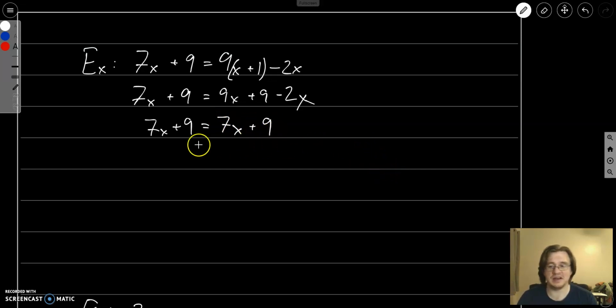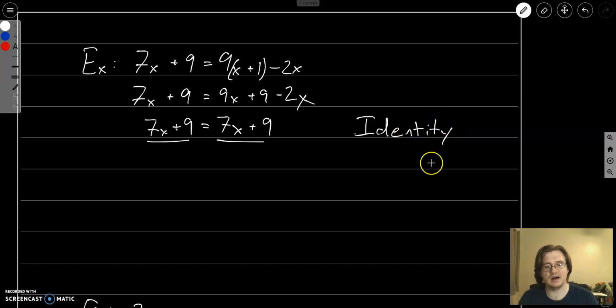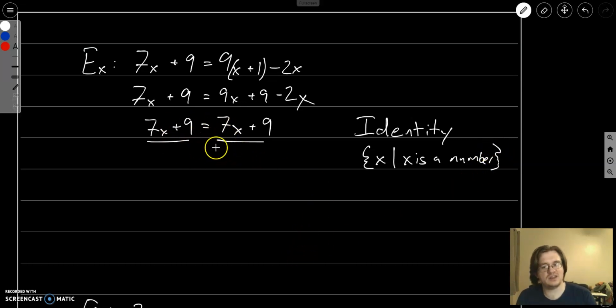And right here, I can look, I've got the same thing on both sides. 7x plus 9 is always equal to 7x plus 9. It's the same number. So this is, in fact, an identity. And the solution set is going to be the set of all real numbers. If you didn't notice this right away, you might continue on simplifying, but that's okay.